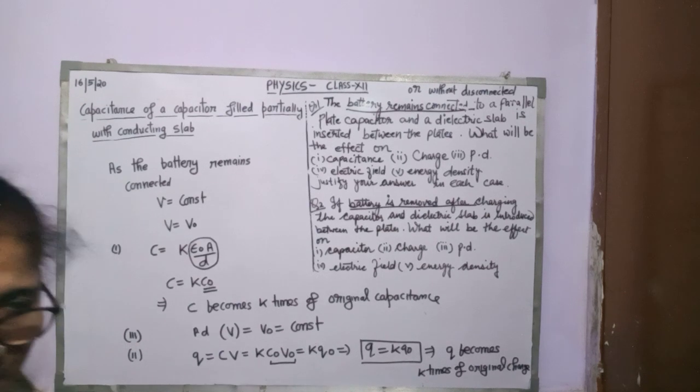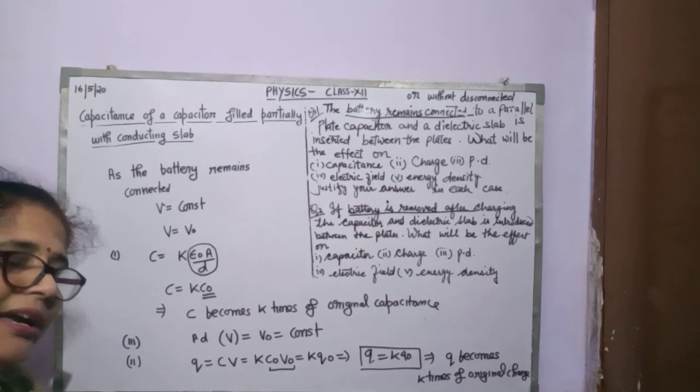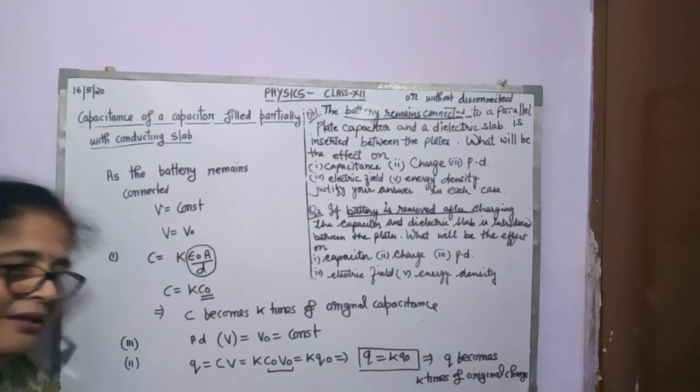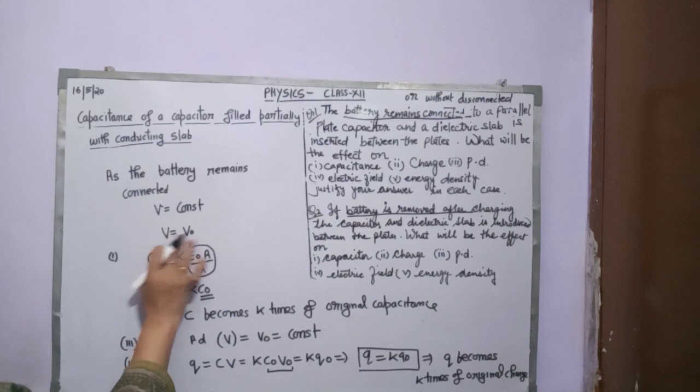V is equal to constant. That means when the dielectric plate is not inserted and when the dielectric plate is inserted, in both the cases, the potential difference is constant, and V is equal to V dash.